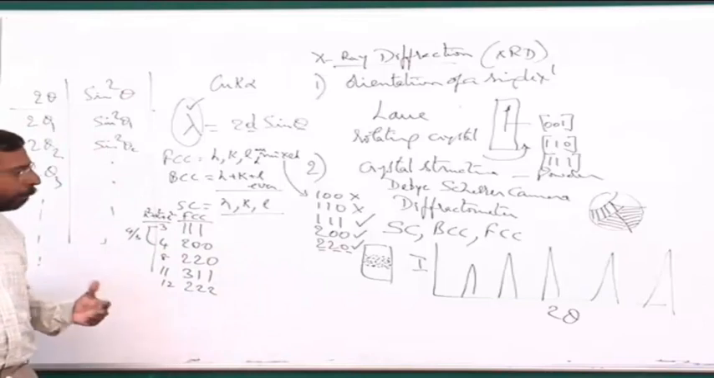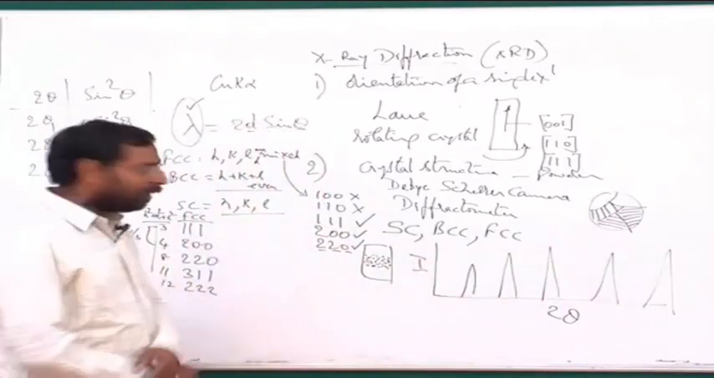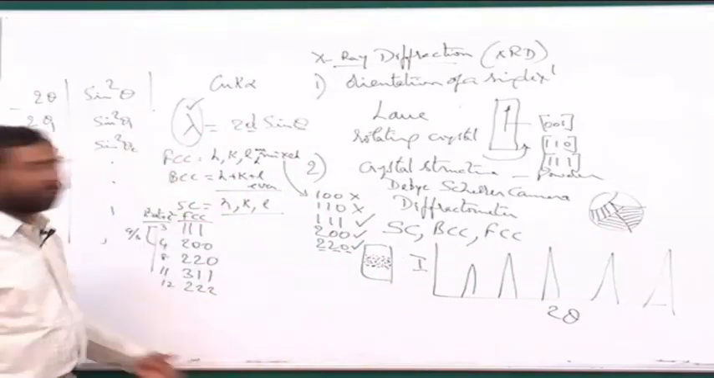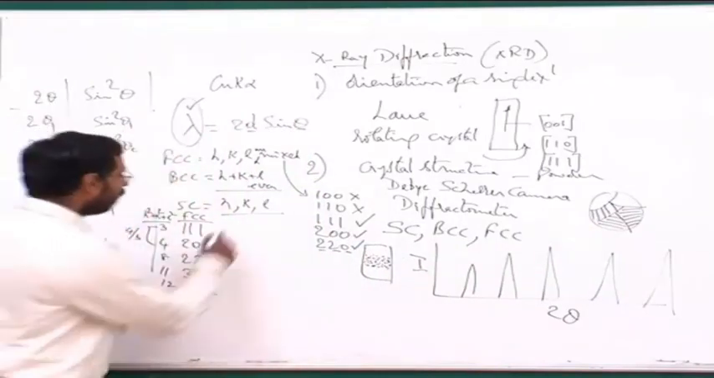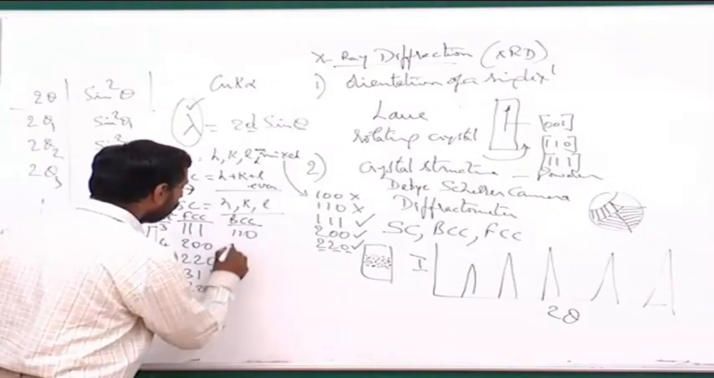So what we simply do is first obtain the diffraction pattern, and then see to it that we already know what all the planes are that are possible for an FCC, for a BCC. For BCC, for example, these are the planes that are possible.